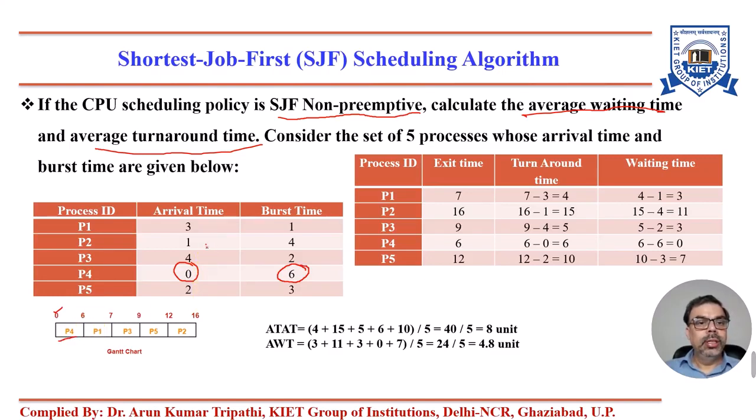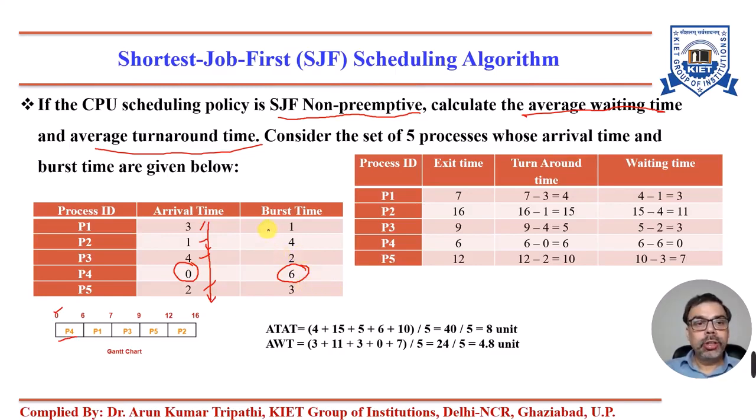Then in the meanwhile, in the 6 units of time, all processes have arrived in the ready queue, because this arrives at 3 units of time, this arrives at 1 unit of time, this arrives at 4 units of time and this arrives at 2 units of time. Now all the processes are in the ready queue.